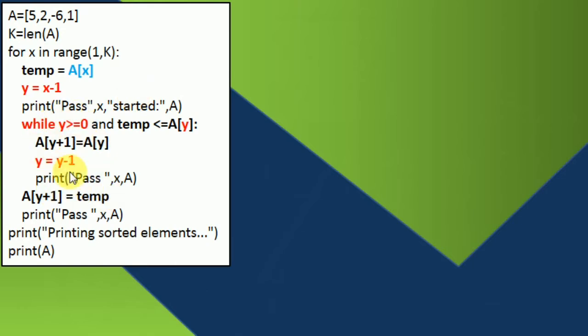Then when the inner loop finishes, it moves back to the for loop for the next value. At the same time a of y plus 1 equals temp. Means whatever is inside temp is going to override the value. You know that 5 is there, so that 5 is going to be erased. 2 is there, so the left side 2 is going to be erased. That is done with the help of this line, a of y plus 1. Then when everything finishes, we're going to print the final list. Now let us understand the concept with the help of a diagram.